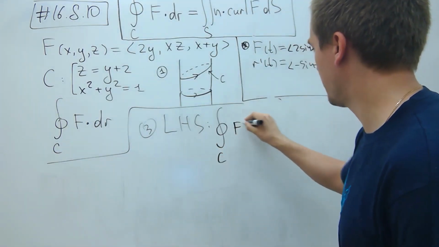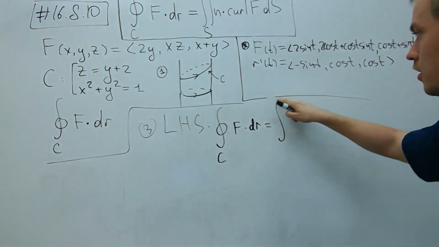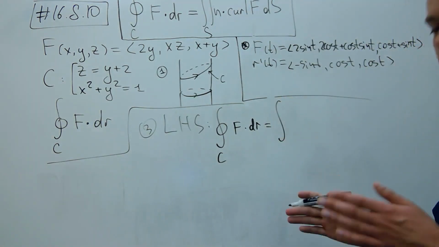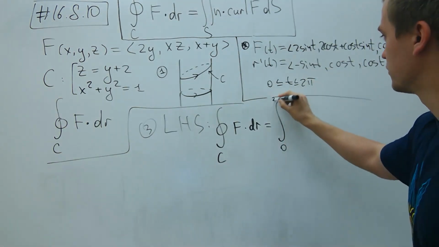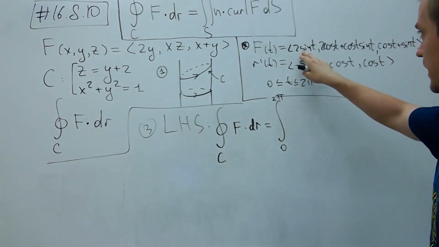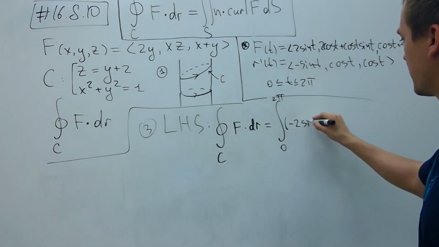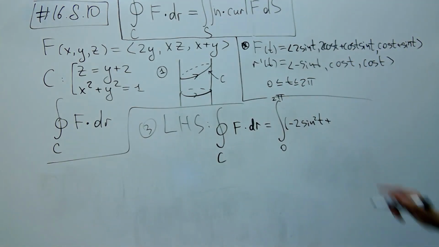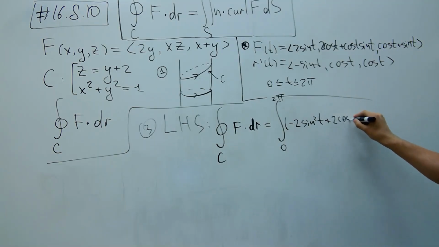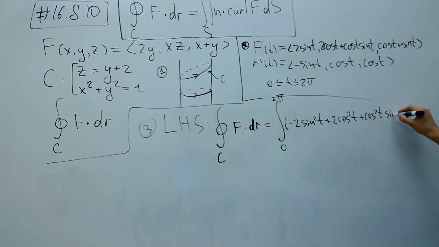So I have the integral over c of f dot dr, and when I put everything in terms of t, my bounds correspond to the change of t. Since t changes from 0 to 2 pi, my integral is going to be from 0 to 2 pi. And the next thing, I just need to find the dot product of these two. So the dot product of the first component is going to be negative sine square t, plus 2 cosine square t, plus cosine square t sine t.